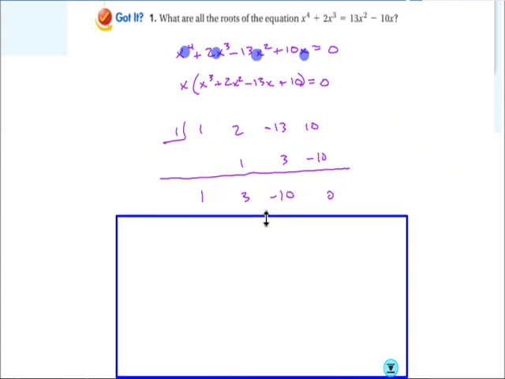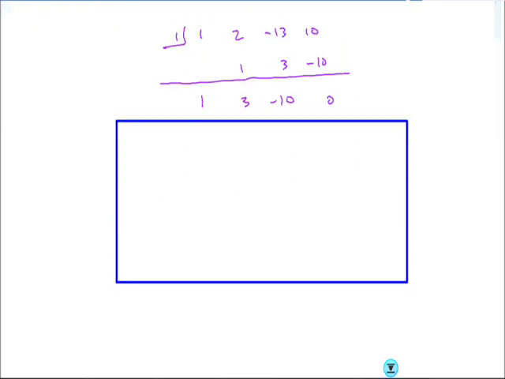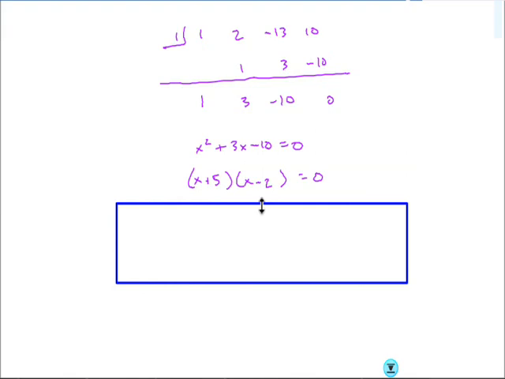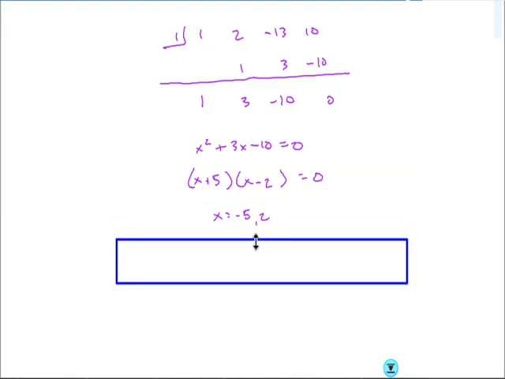Then I'm going to use synthetic division with x equals 1 as an answer. We'll talk about that more in depth in class, but I know that this has the number 1 as a root. Okay, and like I said, we'll talk more about how I knew that in class. And so I do that, and now I have x squared plus 3x minus 10. Here I'm going to factor to get x plus 5 and x minus 2. So now we know that x also equals negative 5 and 2.